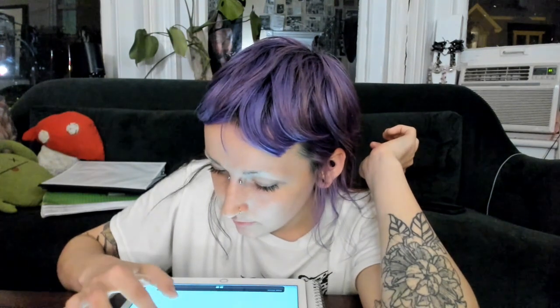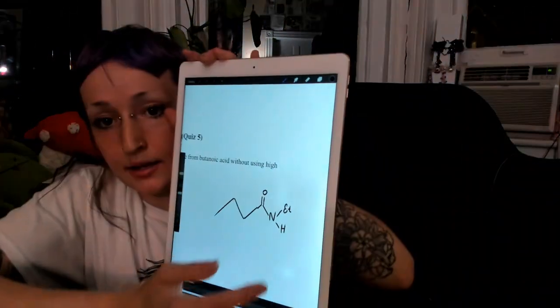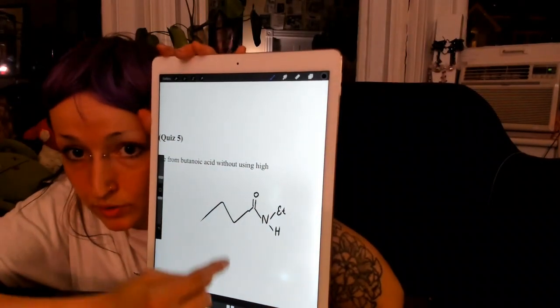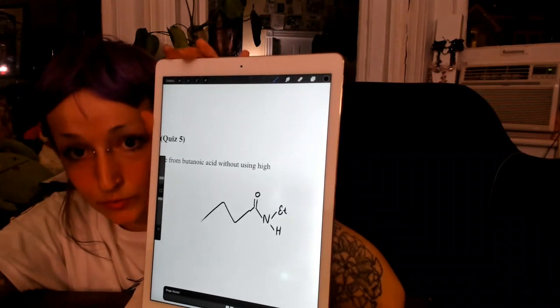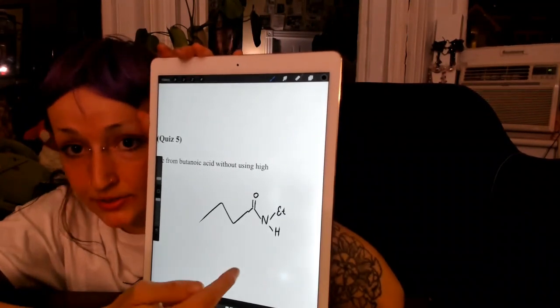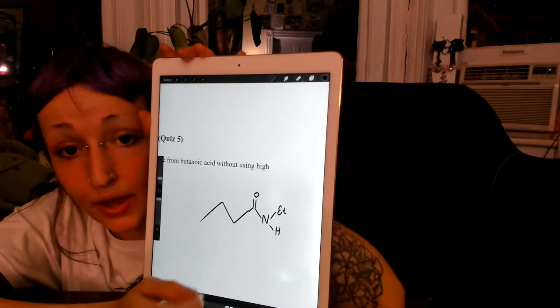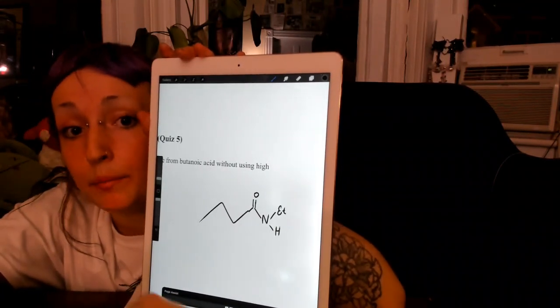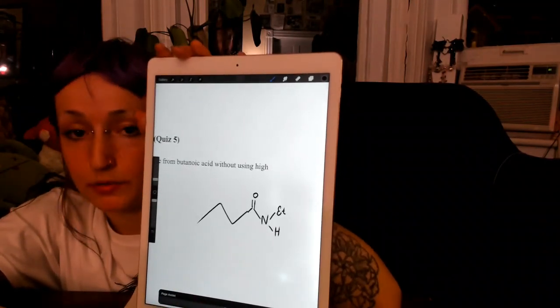O, N, E, T, H. Okay, so here is my N-ethyl butanamide. 1, 2, 3, 4. My number of carbons are right. But is 4, and that ethyl is the substituent that is on the nitrogen of the amide. I wrote the ethyl as ET, but if you would like to, you can write CH2, CH3. It is whatever you prefer.